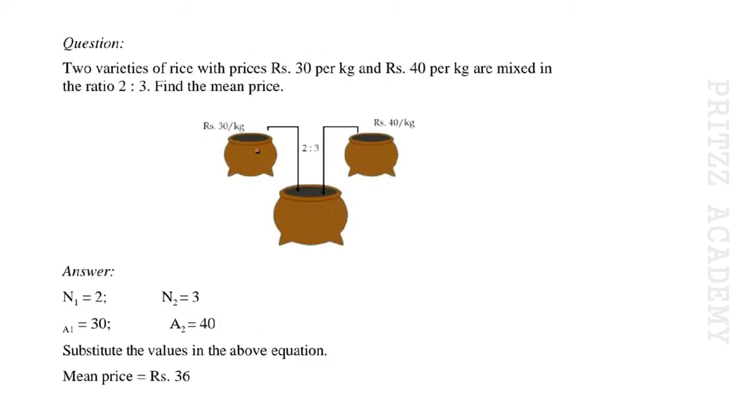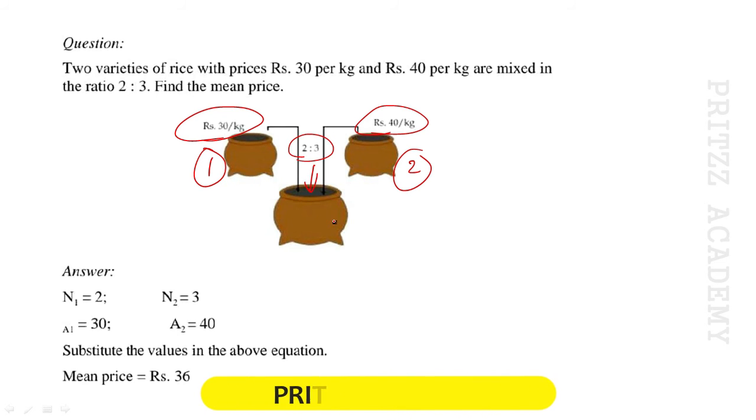Okay, so the question says there is type 1 rice, whose price is 30 rupees per kg, and there is type 2 rice, whose price is 40 rupees per kg, and they are mixed in the ratio of 2:3. What will be the average price?